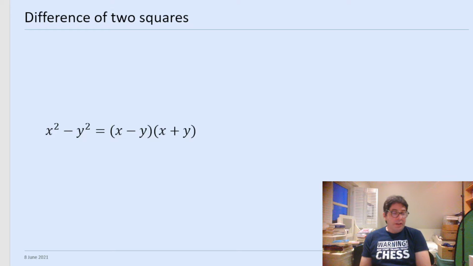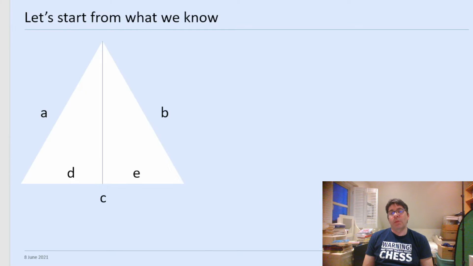Okay, before we dive into this algebraic proof, we're going to remind ourselves that x squared minus y squared equals (x minus y) times (x plus y). We will use this multiple times in the proof. I think maybe 4, but I'm not sure about that. We'll use it a lot. So let's start from what we know.